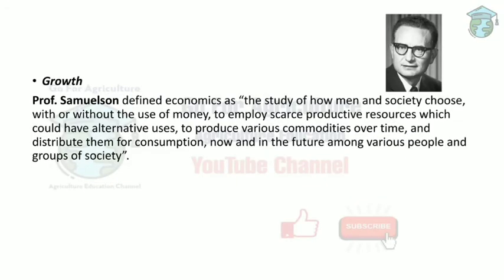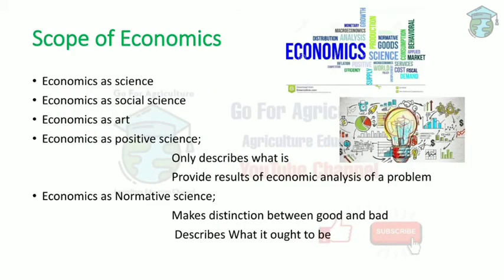Next is growth. Professor Samuelson defined economics as growth. He said it is the study of how men and society choose, with or without the use of money, to employ scarce productive resources which have alternative uses, to produce various commodities over time and distribute them for consumption. So he basically says that production, distribution and consumption help in increasing economic growth. Even if there is a scarcity of a commodity, we can produce it and distribute it to humans to increase the economy. This is what Professor Samuelson said, and of all the growth definitions, Samuelson's appears to be the most satisfactory.